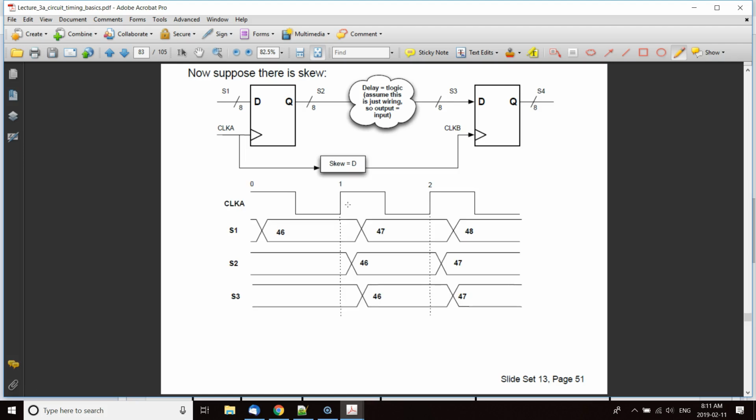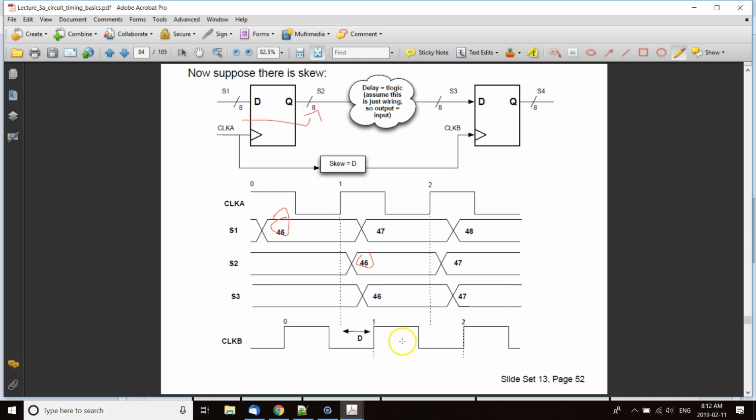That's all normal. What happens when there's skew? When there's skew, if the skew is right, or if you will, wrong, then on the clock, whatever's in S1 goes to S2.